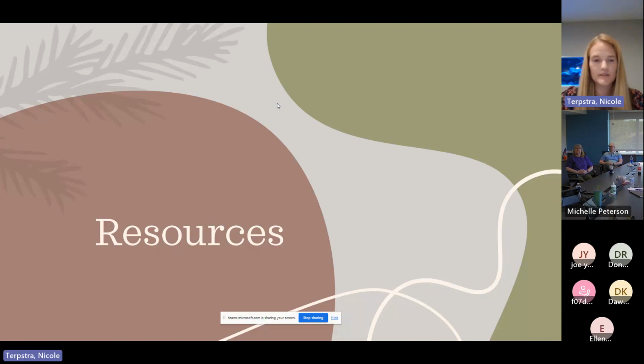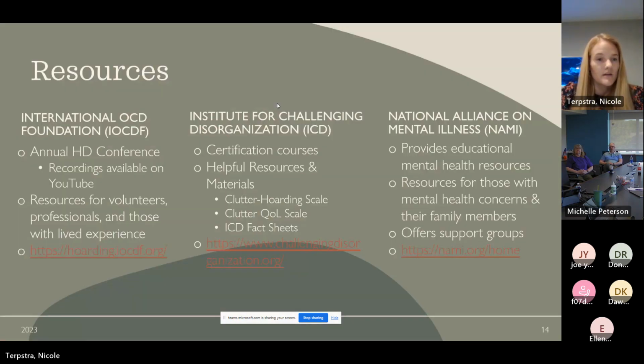Next up are resources. So some resources that I came across throughout my project, as I was trying to learn more about hoarding and as I was creating these resources, included the International OCD Foundation. As I've mentioned a few times, they have an annual conference, which I found very informative. I highly recommend going. It's really great because it has resources for volunteers, professionals, and those with lived experience.